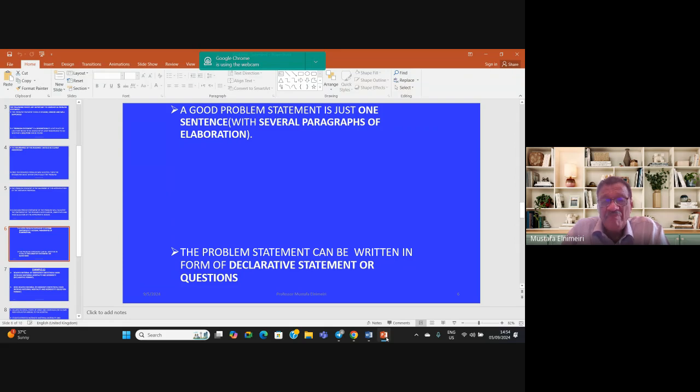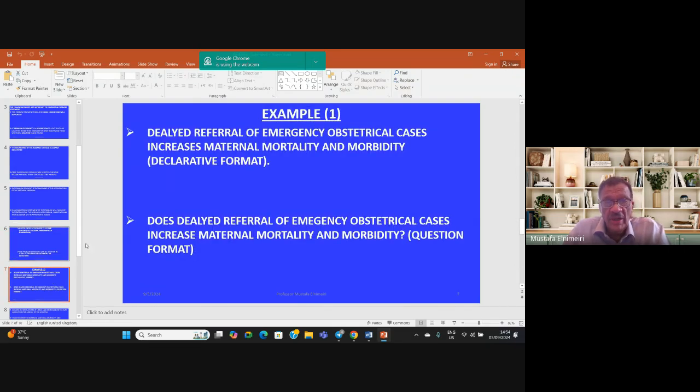The problem statement can be written in the form of a declarative statement or questions. In some schools, they write the problem statement as a declarative statement or in the form of questions. For example, we can say: delayed referral of emergency obstetrical cases increases maternal mortality and morbidity. It's a declarative format, but it could be written in a question format: does delayed referral of emergency obstetrical cases increase maternal mortality and morbidity? And it's a question format.